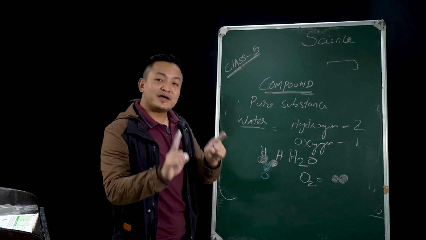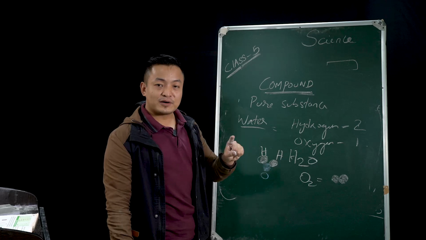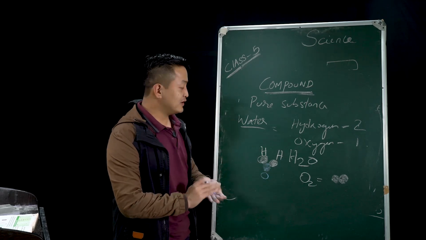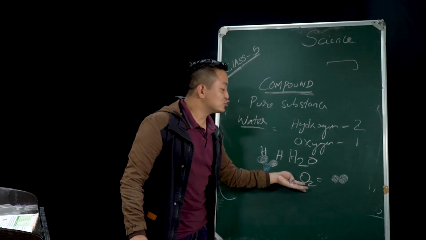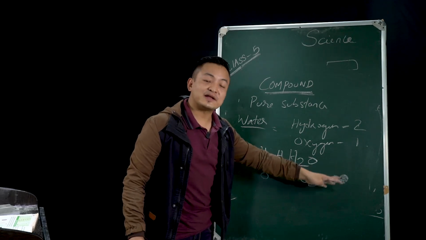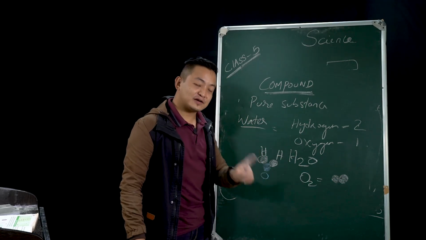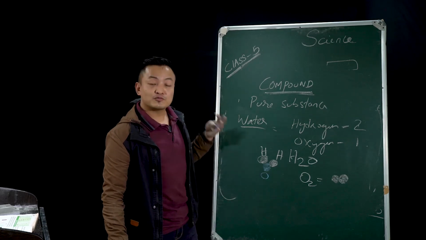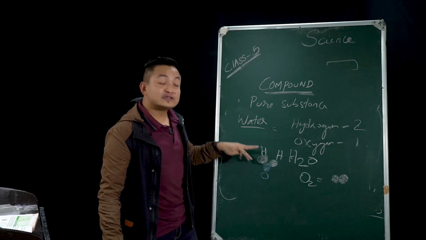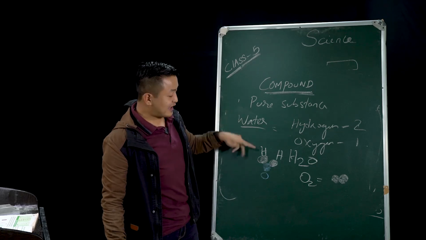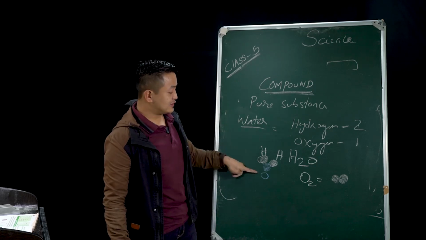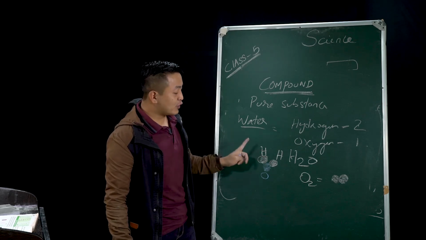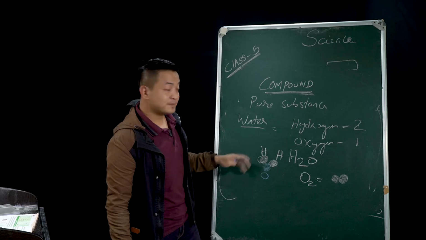So this is the main difference between element and compound. So students, you have to know the difference between element and compound, okay? So see, though we have 2 oxygen, it is made up of only one kind of atom, clear? And here, in the case of compound, we have 2 different elements, like hydrogen and oxygen. So we have 2 hydrogen atoms and 1 oxygen atom, clear?